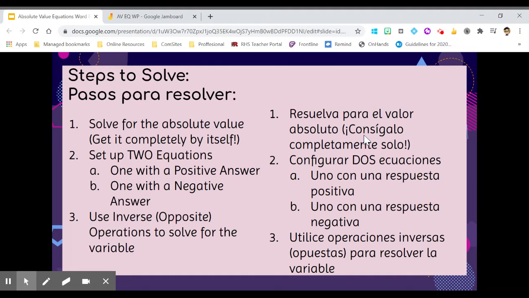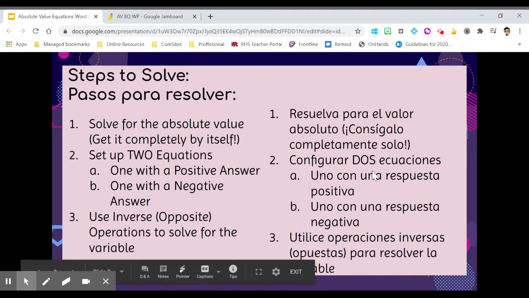Now this next slide is pretty much what we talked about last class, which is that to solve an absolute value equation, you've got to get the absolute value completely by itself. And then we're going to set up two equations, one where it's the positive version and one where it's the negative version. And then it's business as usual. We're going to use the inverse, the opposite operation, to solve for the variable.